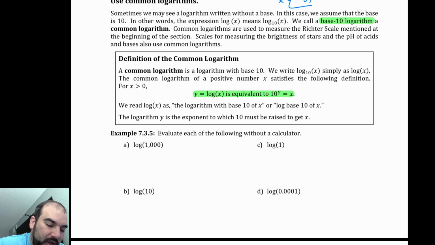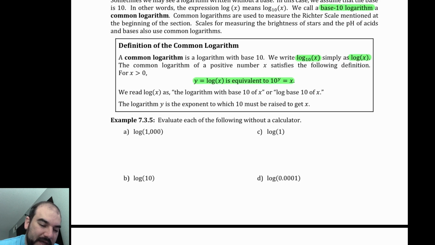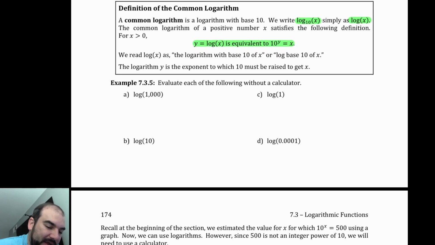If you see log with no base attached to it, then assume that it's log base 10. So instead of writing log base 10 over and over again, we're just going to simplify that to log. That's all that's saying. You still do everything the same way. You just imagine that there's a 10 as the base.